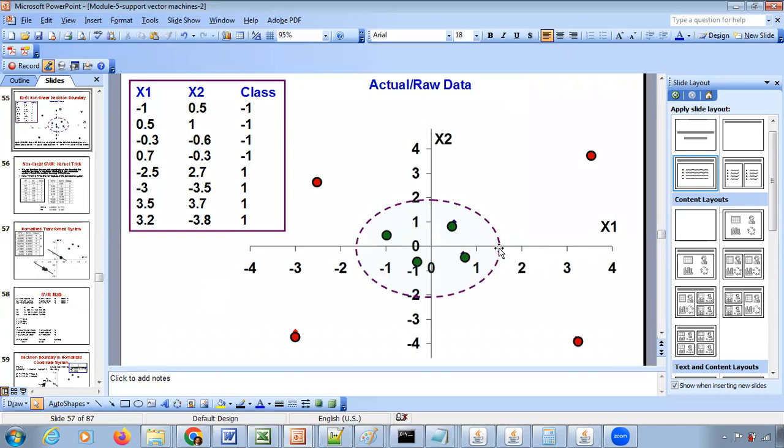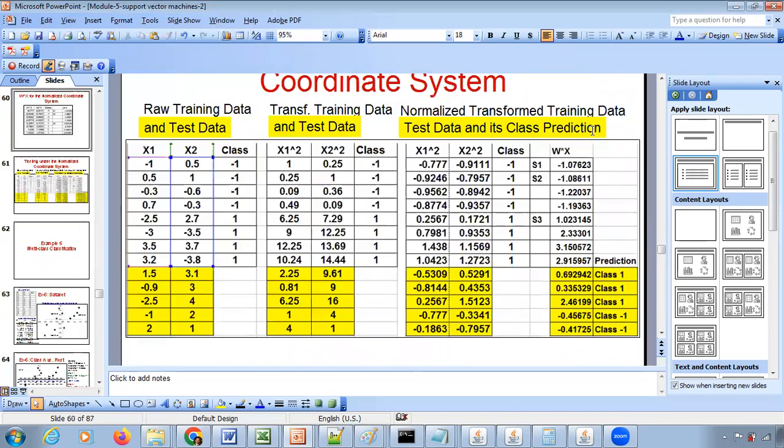1.5 is here and 3.1 is somewhere here. So this clearly lies in class 1, the red class. So let's see if we get that. If you do x1 square, x2 square, these are the values, and then transform, normalize them using the same mean and standard deviation that we found for x1 square and x2 square.